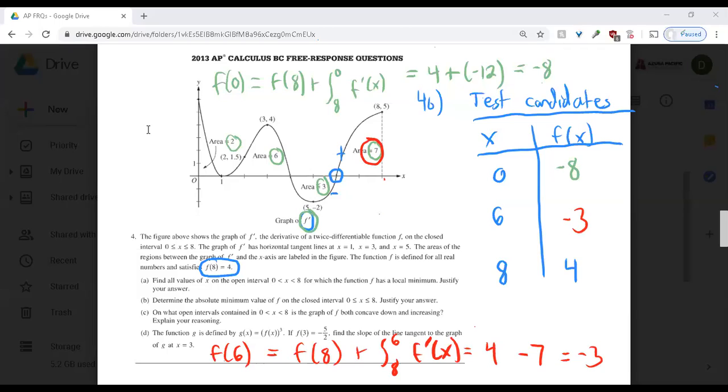So going back, the question is saying, what is the absolute minimum? So we look for the lowest value and then justify our answer. So the answer is going, oops, it's not going to be negative 3. It's actually negative 8. Usually it's a critical point, but not here. So of all three of these numbers under f of x, negative 8 is the smallest. So I would say f of 0 equals negative 8. And this would be my absolute min here, because it's the smallest of the three candidates.